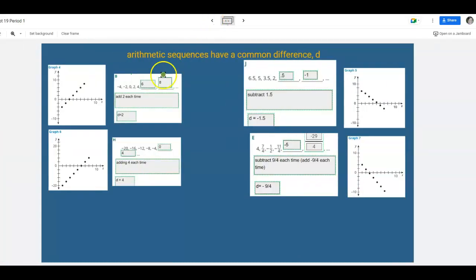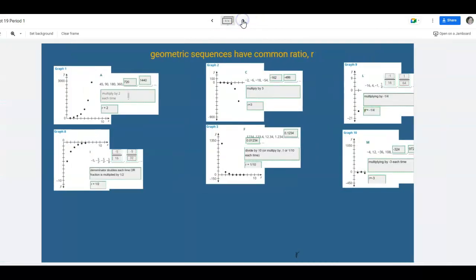So you have the sequences, and you have their graphs for the arithmetic sequences, and you also have the sequences and their graphs for the geometric sequences. So you can consult the Jamboard to get the answers that you should have on your cards. Now, you have these cards in 2 places.